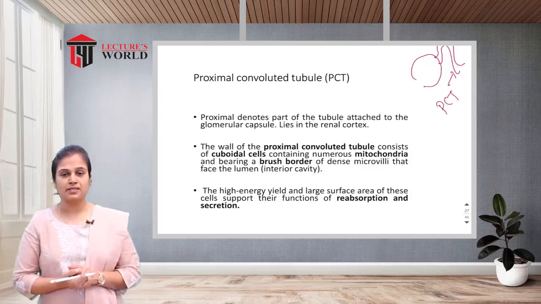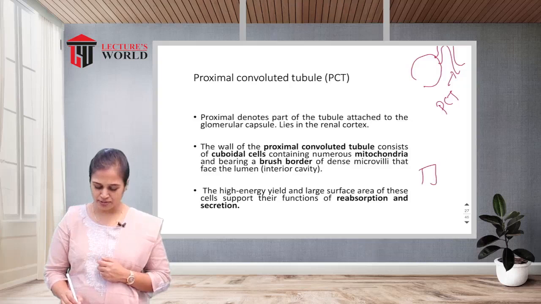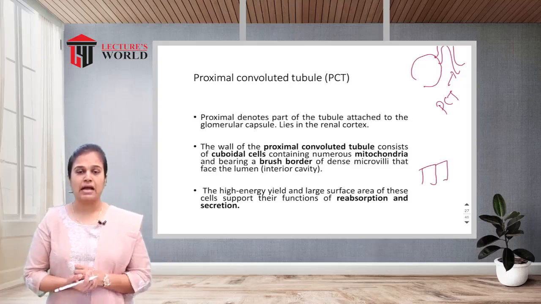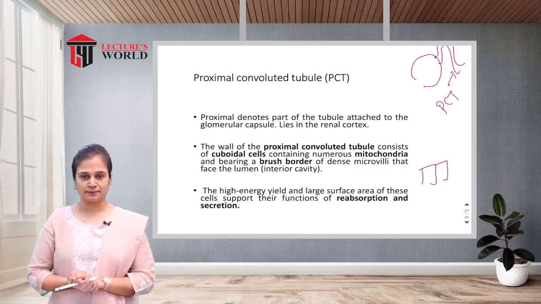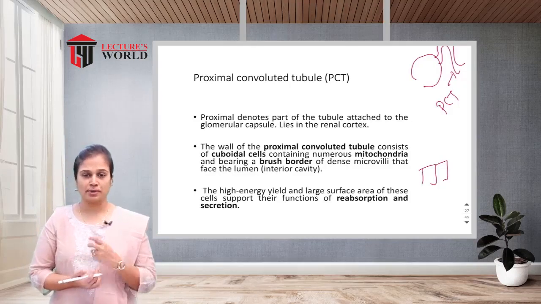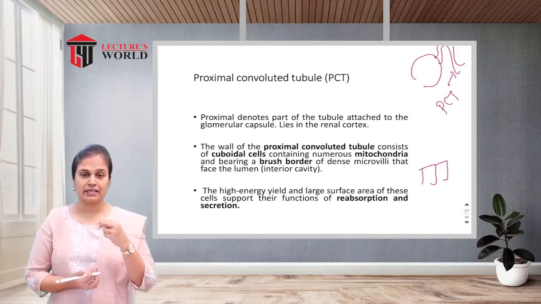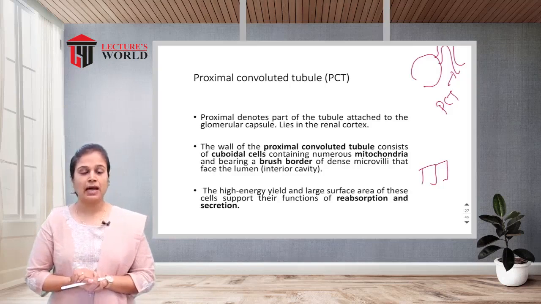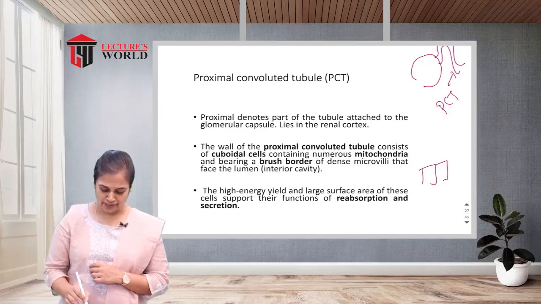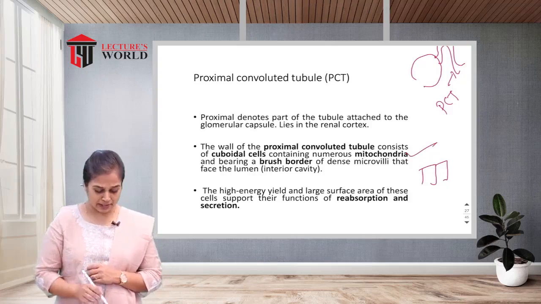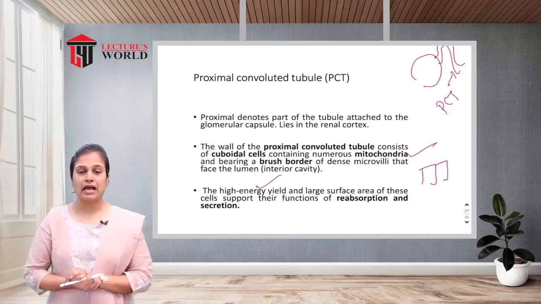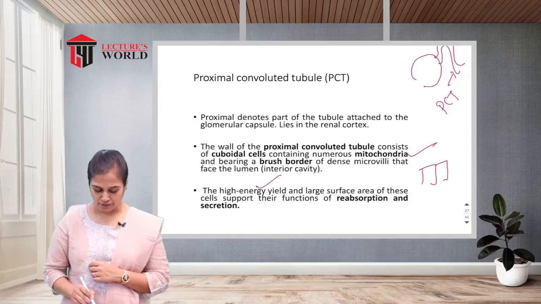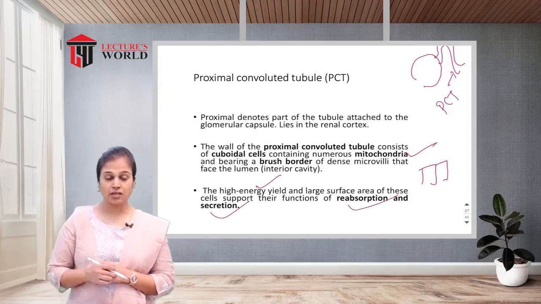Cuboidal cells means a cube-like structure, containing numerous mitochondria and bearing a brush border. Now we all have seen a brush. The brush border is like microvilli that face the lumen from the interior. Because of the presence of mitochondria, it is high energy, and the large surface area of these cells supports their function of reabsorption and secretion.